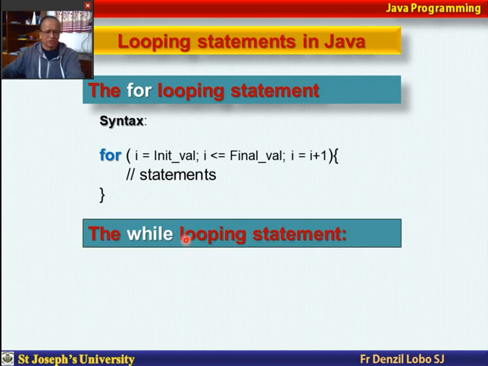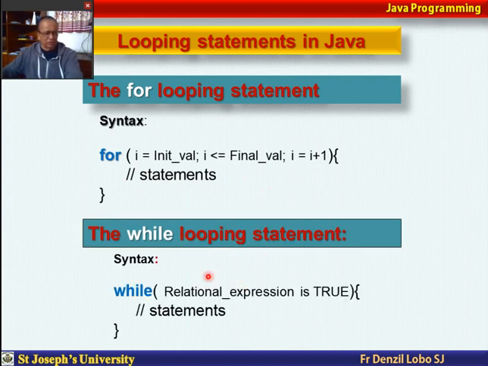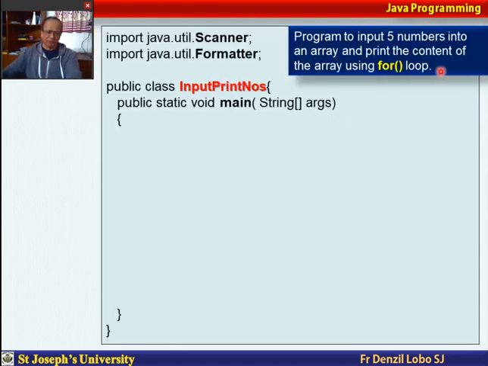Similarly, you can use a while loop. It's very similar to the while loop in C. As long as the relational expression is true, you go on looping and executing these statements. So these are the two looping statements we are going to use in working out some of the problems, the for and the while loop. You are familiar with that, so I don't have to spend much time. So let us get into the first problem.